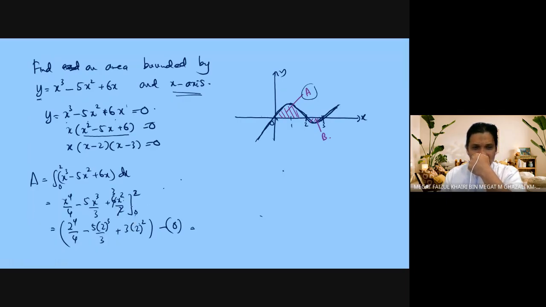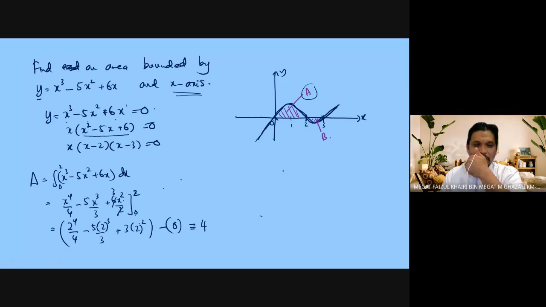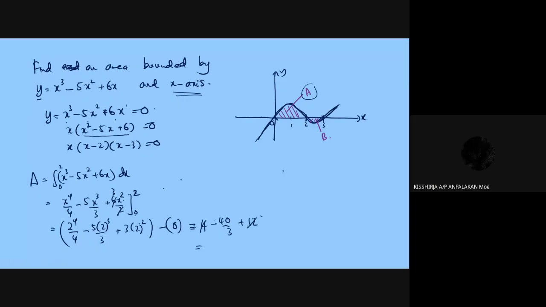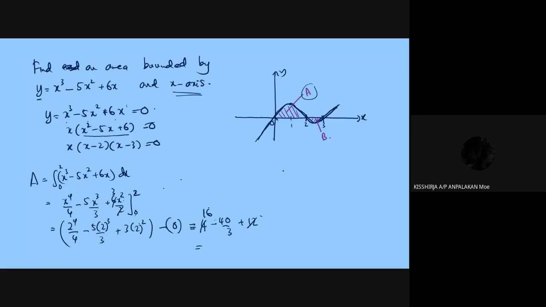Okay, so what about this? 2 power 4. 2, 4, 8, 16. 16 divided by 4, 4. 2 cubed equal to 8. 8 times 5 equal to 40. Minus 40 divided by 3. And then plus 2 squared equal to 4. 4 times 3 equal to 12. Okay, 4 plus 12 equal to 16. 16 minus 40 over 3.